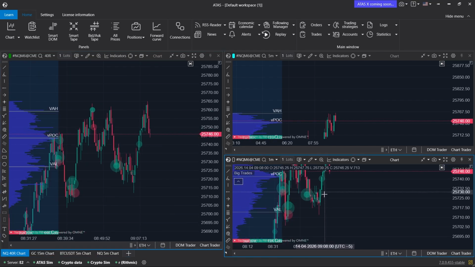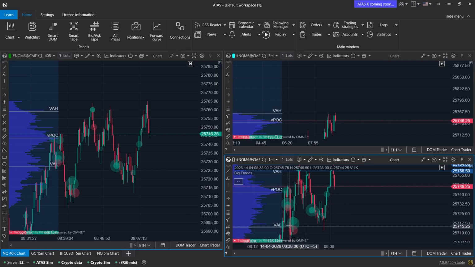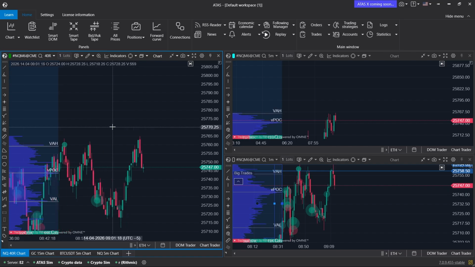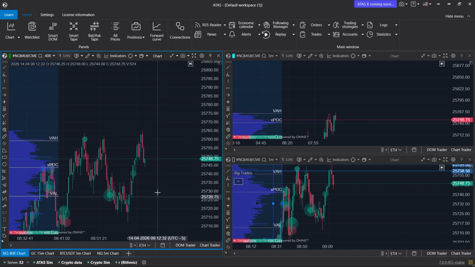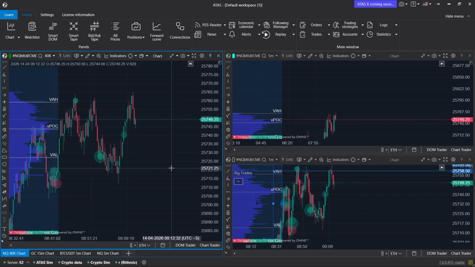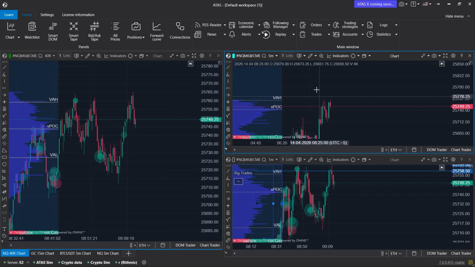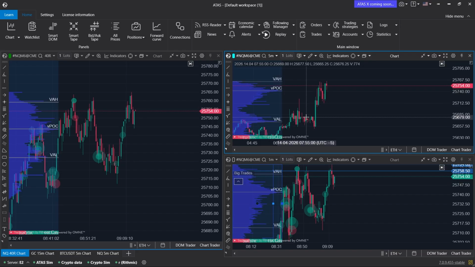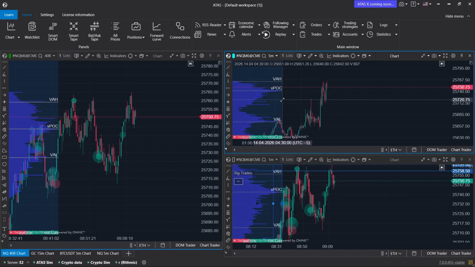Yeah, so this might be the only range for at least the AM session. So I'm looking for any selling confirmation, and I'll be targeting this value area low over here. I'm definitely not going to wait for this value area low to get hit.